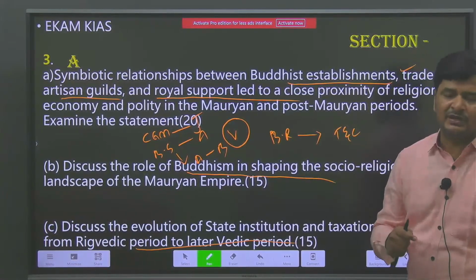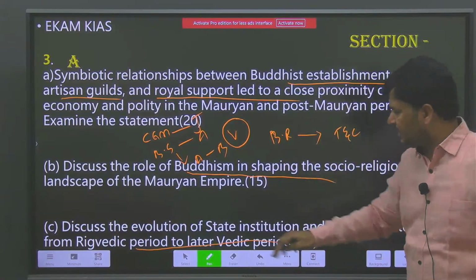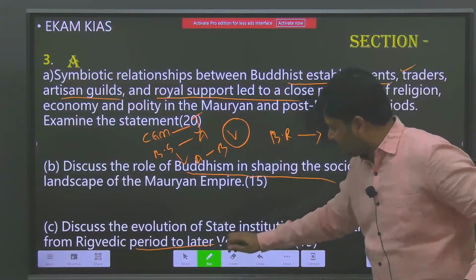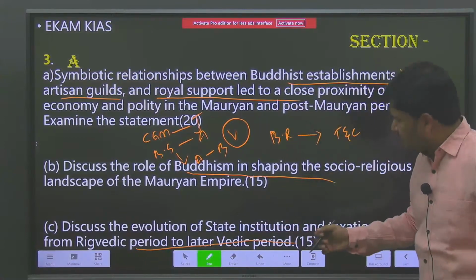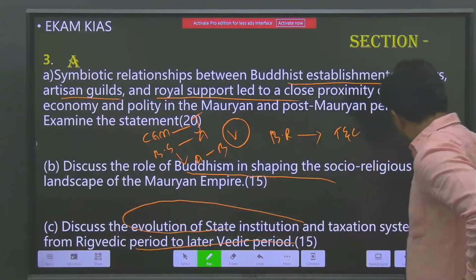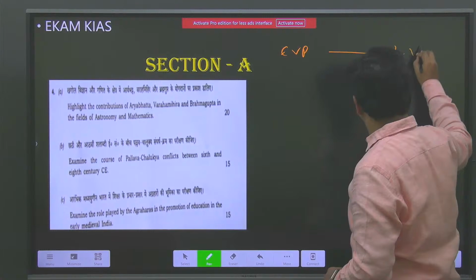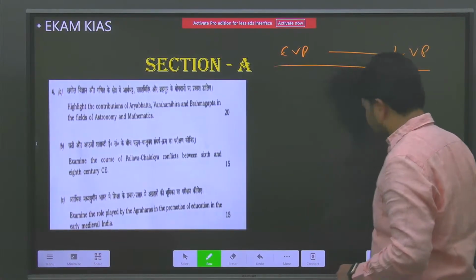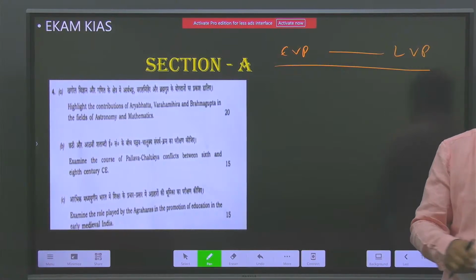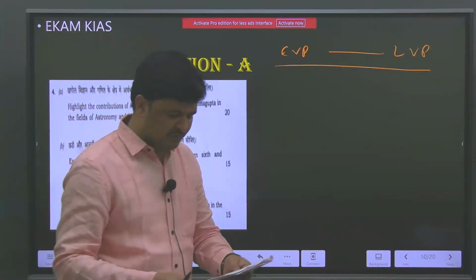the differences between society and religion of early Vedic period and later Vedic period. Now, the evolution of state institution and taxation system from Rigvedic period to later Vedic period. So we have on one hand early Vedic period, on the other hand later Vedic period. The question is very clear. State institutions and taxation system.